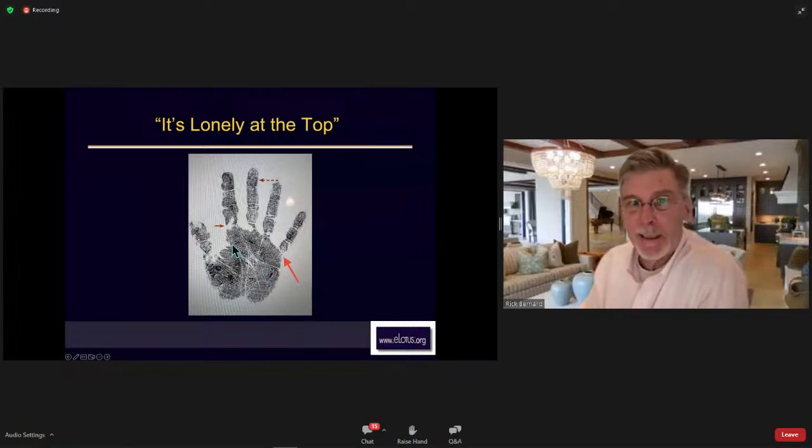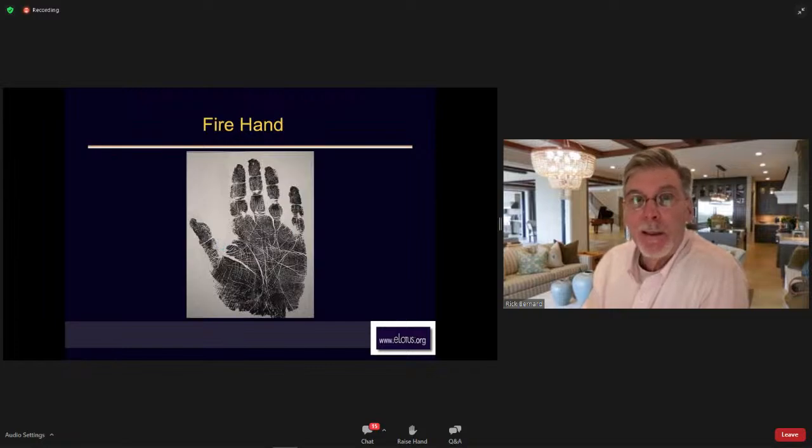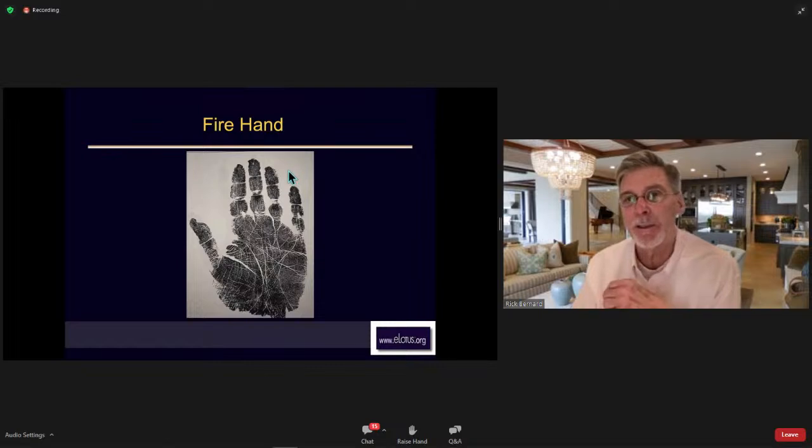You can see how the whole hand is kind of shifted to have the Jupiter up very high. And this is just a fire hand. I don't know why I threw it in here, but it's just a very active line, active hand, a lot of stuff going on with this person.